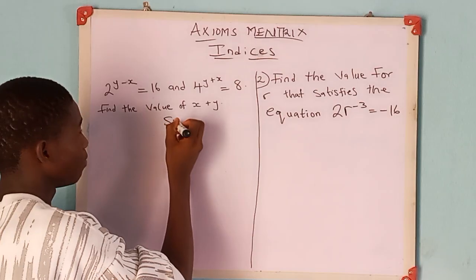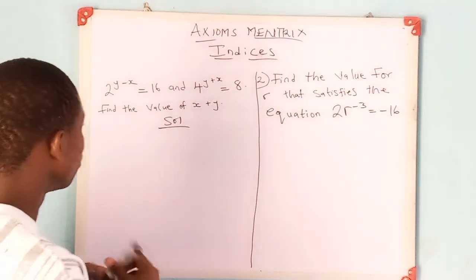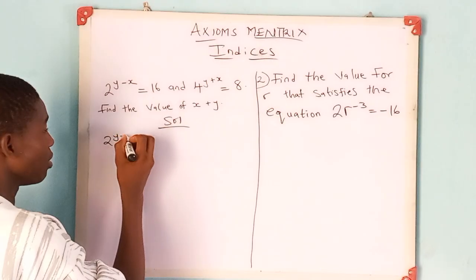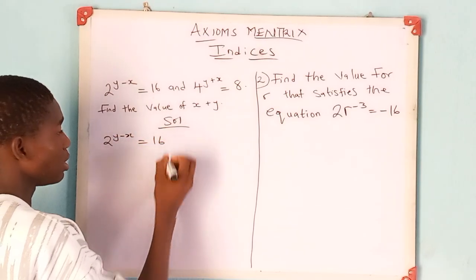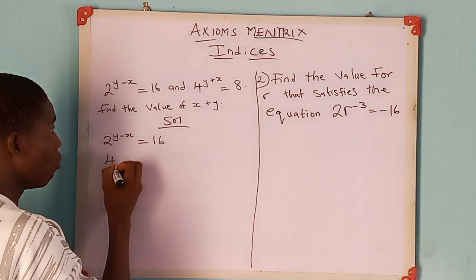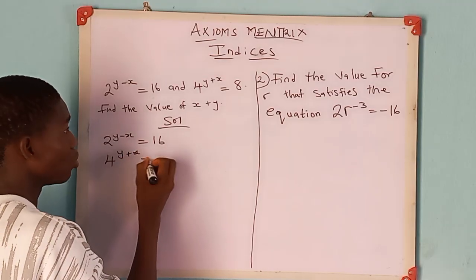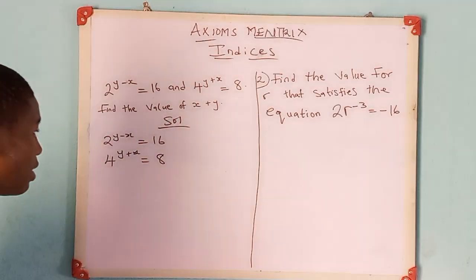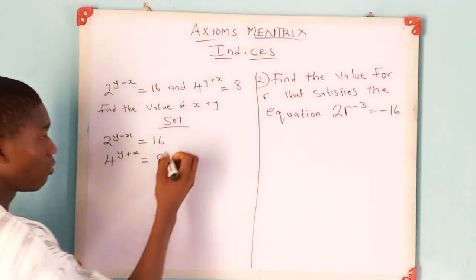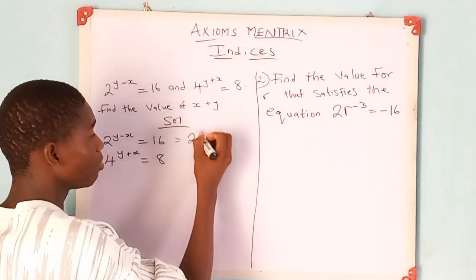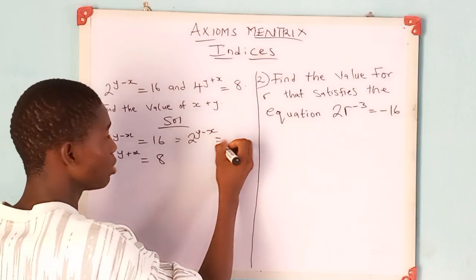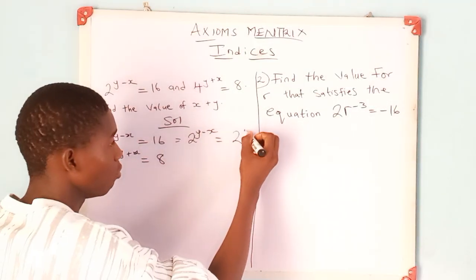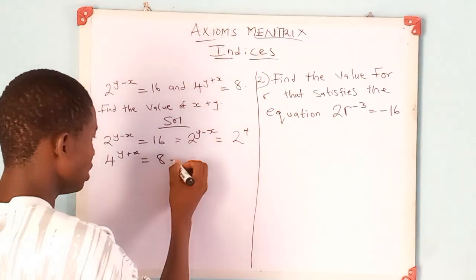So now let us first of all bring the first one, which says 2^(y - x) = 16, and we have 4^(y + x) = 8. Now we have two equations here, so let's break it down. From this place we have 2 raised to the power of y minus x equal to 16, and 16 is the same thing as 2 raised to the power of 4. The same thing applies here.